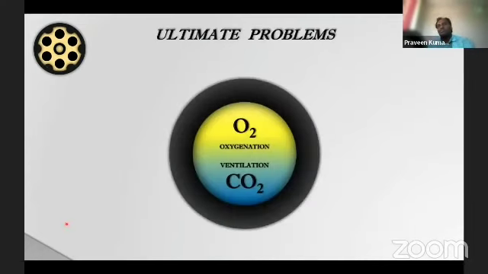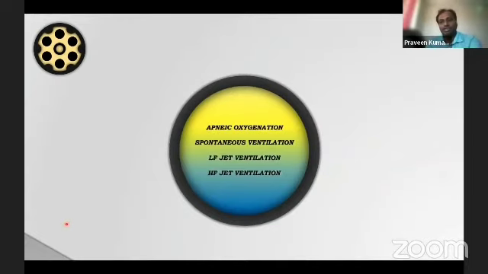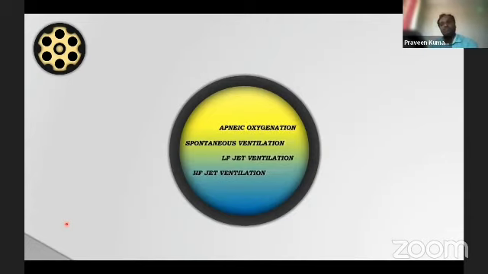So what is the ultimate problem for this patient? There is no proper oxygenation, there is no proper ventilation. So how are we going to help them? We are going to help them by means of these four modes of ventilation. The first one is called apneic oxygenation. The second is called spontaneous ventilation. The third is low frequency jet ventilation. And the fourth one is high frequency jet ventilation.